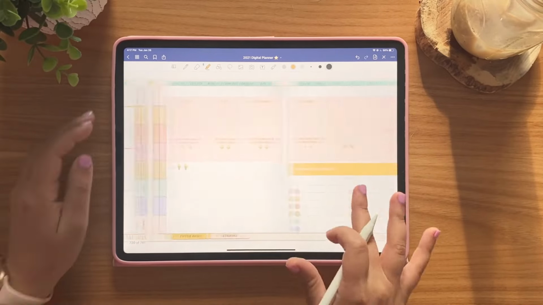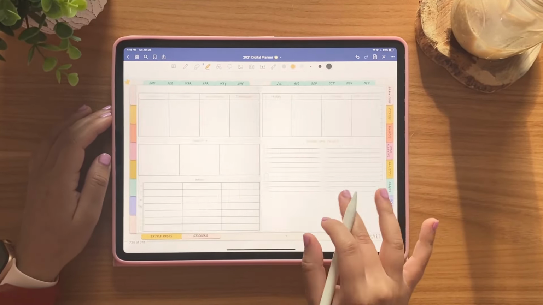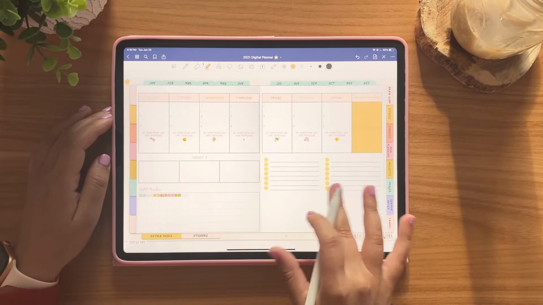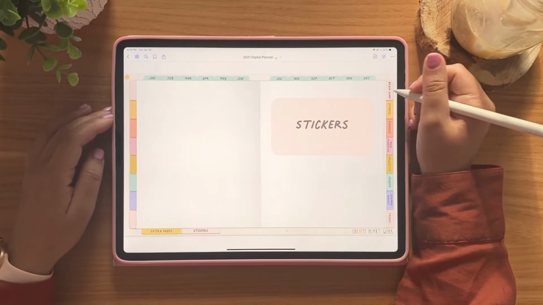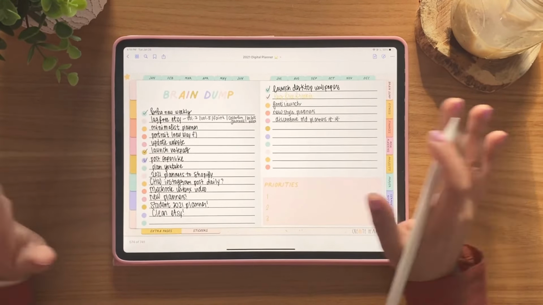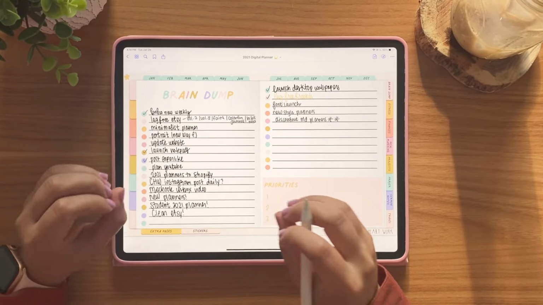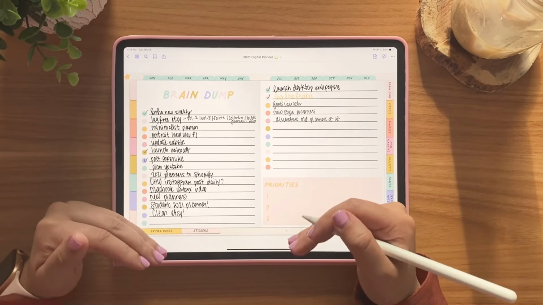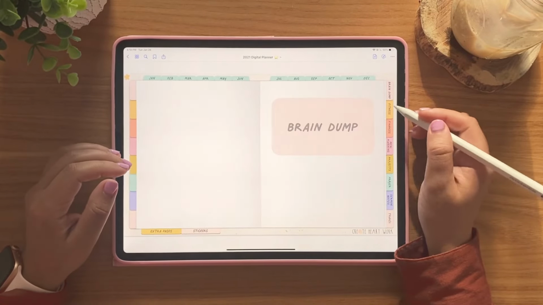Right now I'm going to show you the tabs that are over here on the side, but let me just go through this and see if there's, I guess that's it. Okay, so brain dump. Whenever there are just so many things I need to do, boom, I write them all down, and then I choose priorities. Then we have our fitness tab.